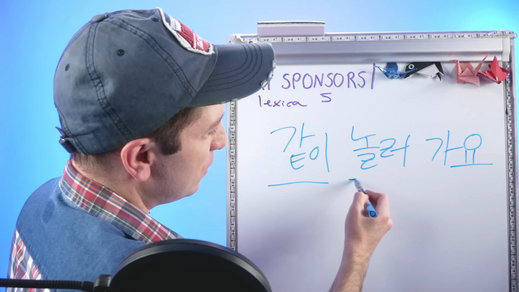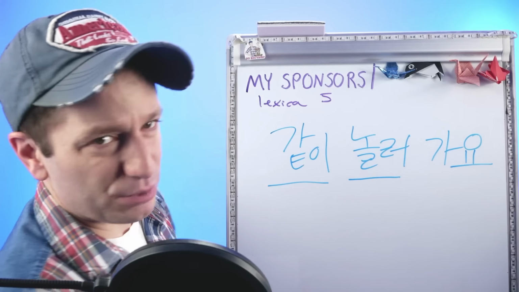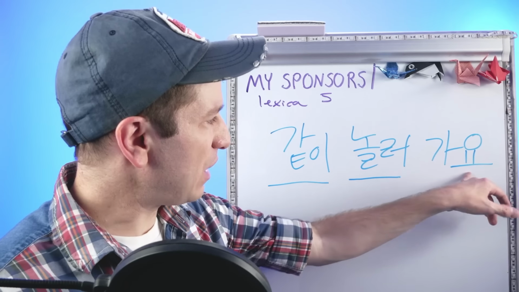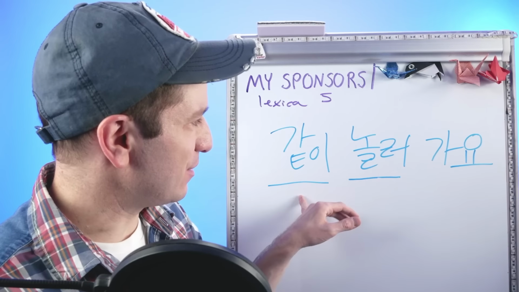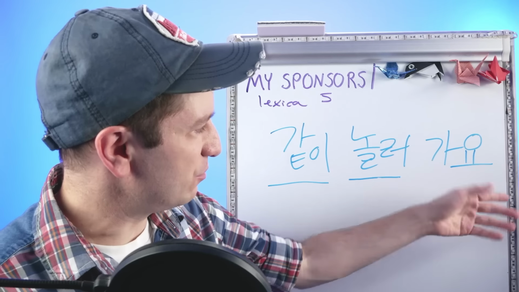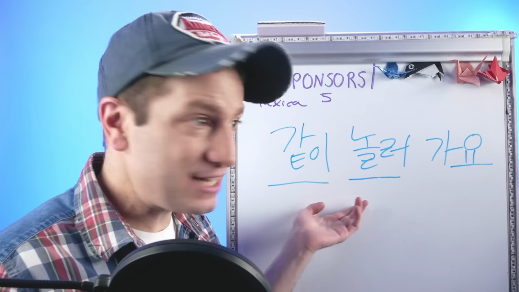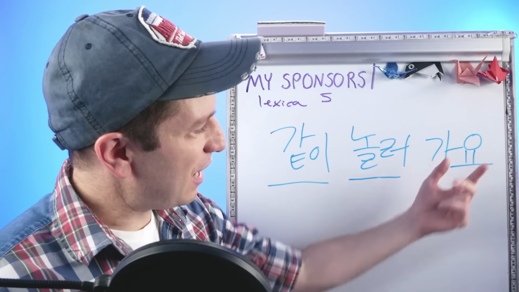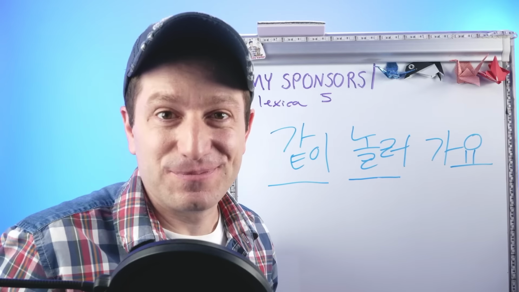같이, together. 놀러 가다. 놀다 is to play or hang out. 놀러 가다, to go hang out together. So 같이 놀러 가요. Let's go hang out together. Let's go play together. 같이 놀러 가요. Let's go hang out together.